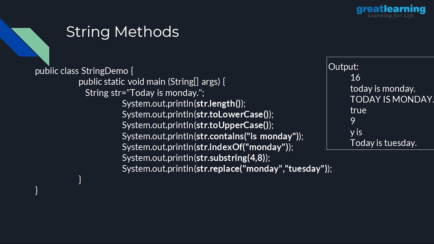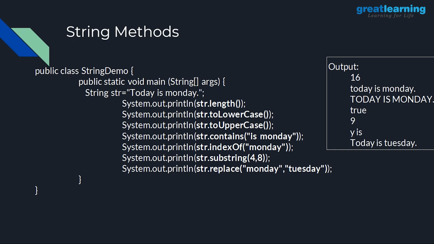Now we can also change this string to lowercase. That means all the letters will be written in lowercase. We just have to write str.toLowerCase. That's it. All the words in this string will be converted into lowercase. You see, T is capital in today, but in the output t is small, and all the rest of the words are in lowercase. Now if you want to change it to uppercase, so that all of these words are in uppercase, you have to use toUpperCase. So you see in the output, TODAY IS MONDAY. That's how we do it.